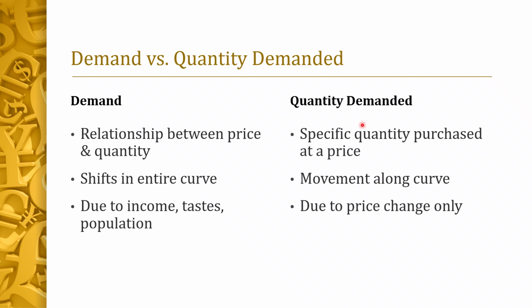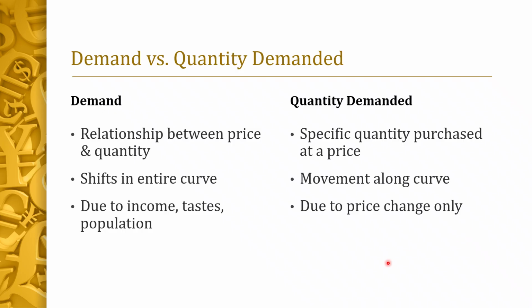Whereas when we try and understand the quantity demanded, we say that it is a specific quantity purchased at a given price. So there is a movement along the curve. It does not shift it entirely. And why it happens? It happens due to price change only. This quantity demanded is changing only and only due to the change in price.